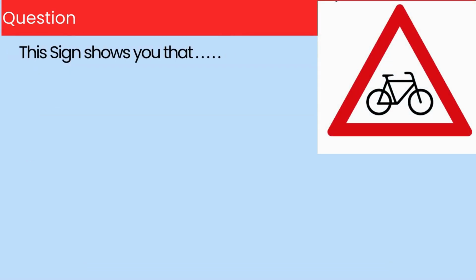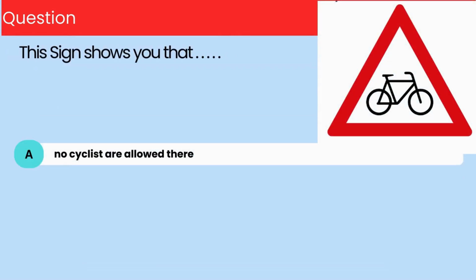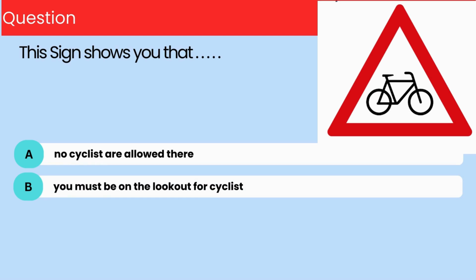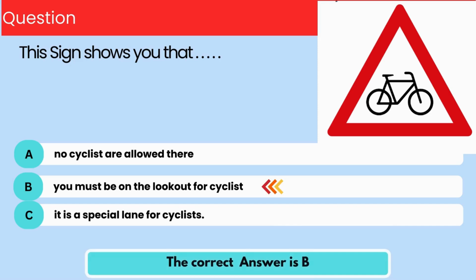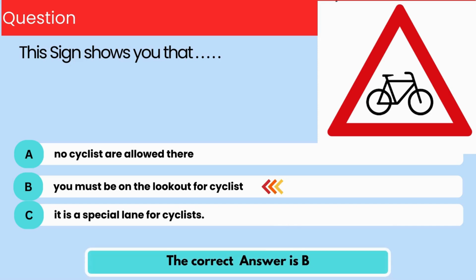Question. This sign shows you that A. No cyclists are allowed there. B. You must be on the lookout for cyclists. C. It is a special lane for cyclists. The correct answer is B.